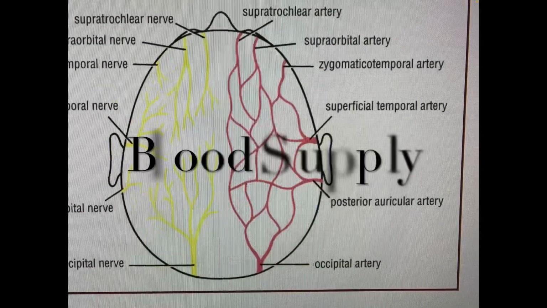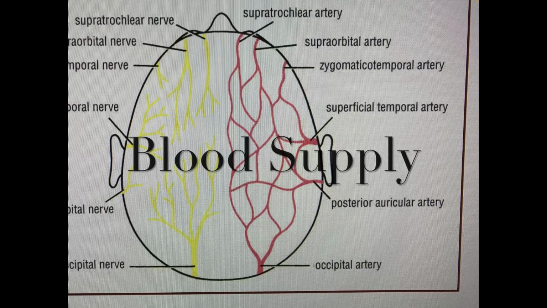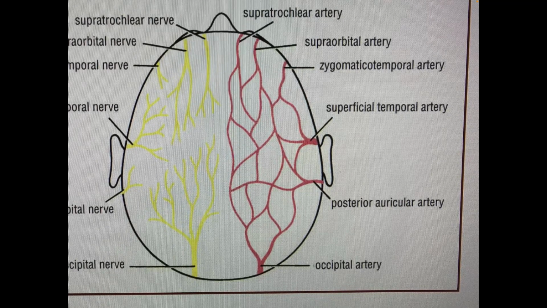There's also an arterial supply to the scalp, and these main arteries lie in the dense connective tissue deep to the skin and freely anastomose with each other. Obviously, these arteries are also accompanied by the corresponding veins that are also anastomosing with each other.